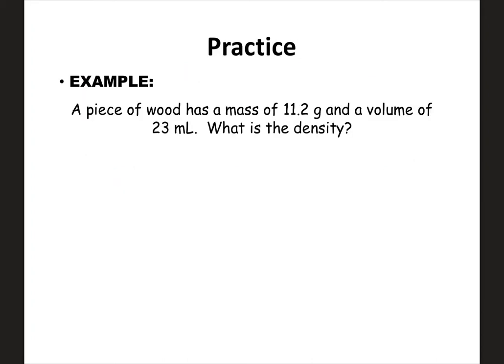We'll start out pretty easy and then we'll work into some more fun examples. So this problem says you have a piece of wood with a mass of 11.2 grams and a volume of 23 milliliters. It wants to know what is the density. So we're solving for density here. The hardest part about these density problems is making sure you pick the right equation. Whatever you're solving for, in this case density, you want to use that as the equals. So we're going to use the D equals because we're looking for density here.